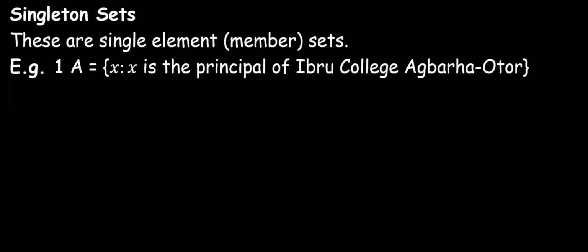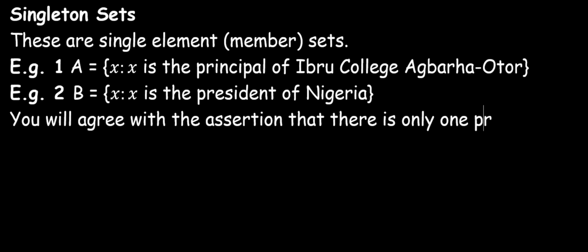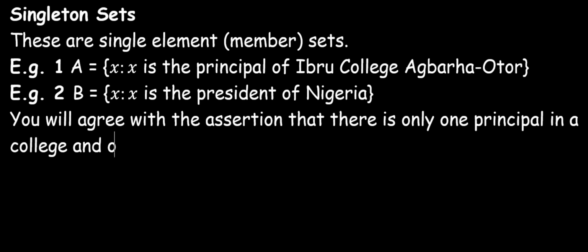Let's go to another terminology, singleton set. These are single element member sets. Example, A equals a set such that A is the principal of Hebrew College, Agbaroton. Example 2, B = {x : x is the president of Nigeria}. You will agree with the assertion that there is only one principal in a college and one president in a country at a given time.